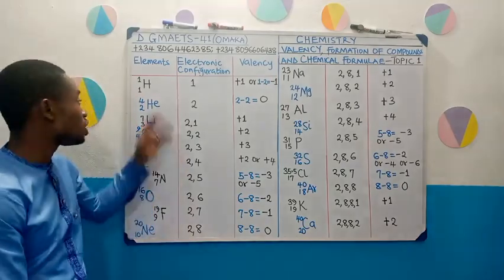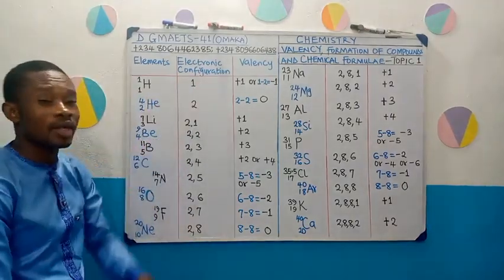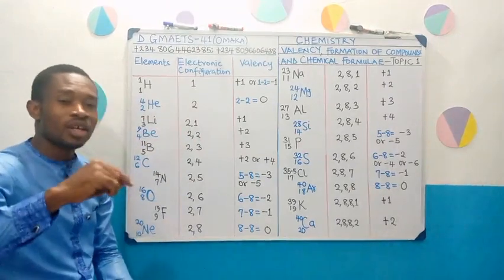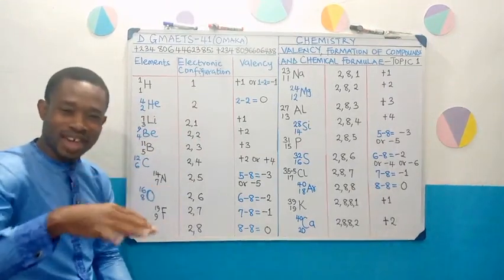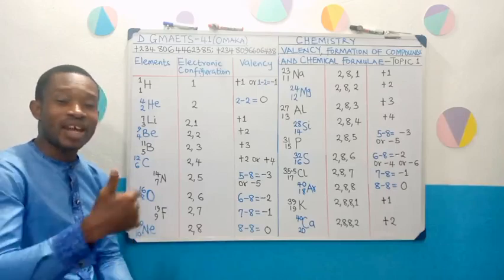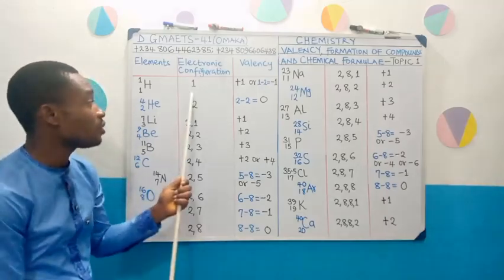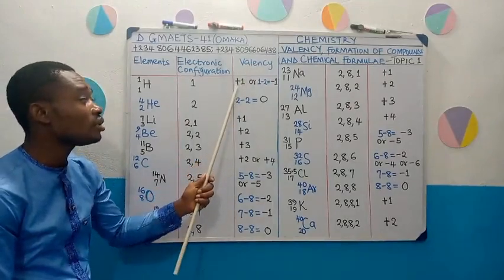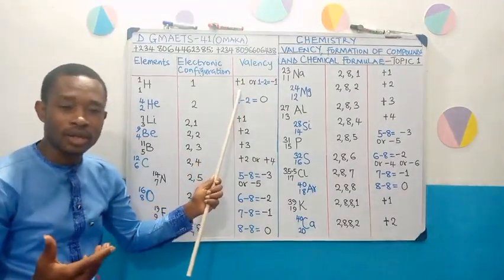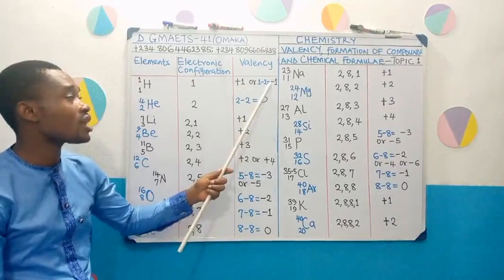So the first is hydrogen. The electronic configuration of hydrogen is 1. Hydrogen has only 1 shell. Okay, talking about basic chemistry. So looking at the electronic configuration, it has 1 shell and 1 electron. So you can see that the valency of hydrogen is mostly +1. But sometimes also you can see it as -1.